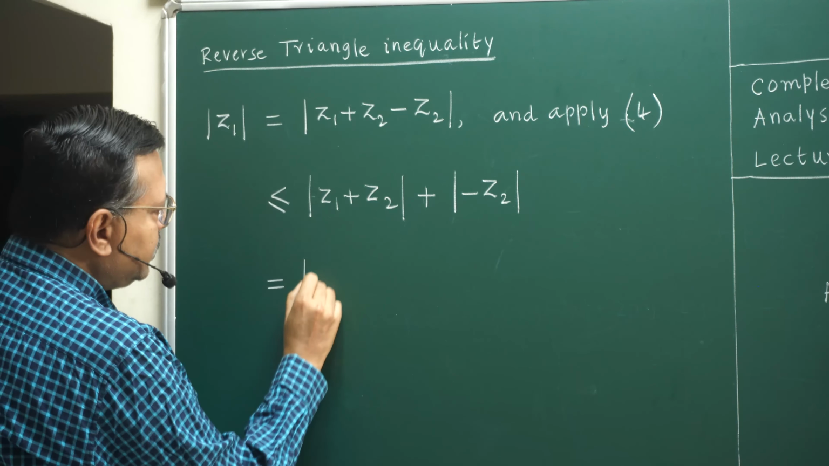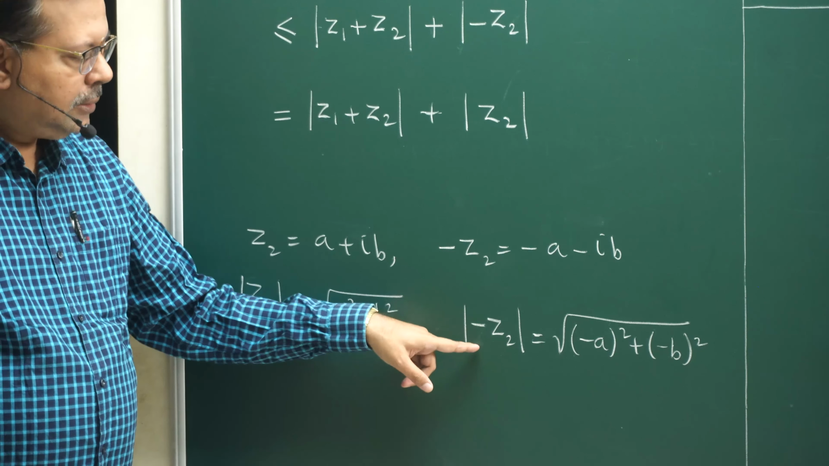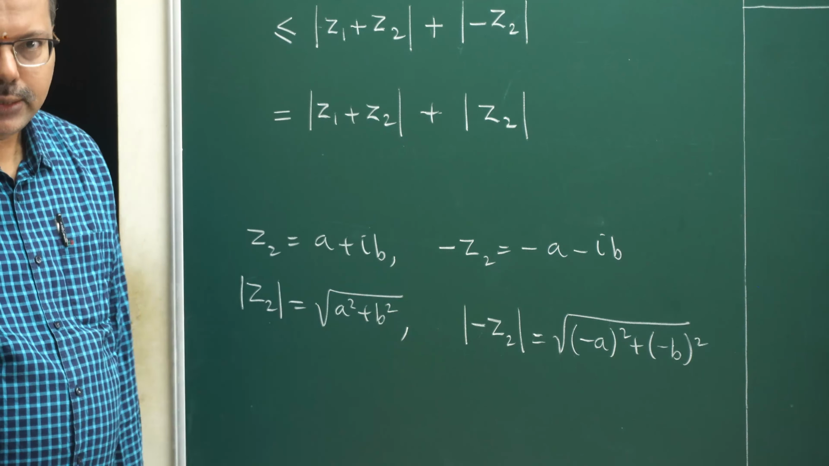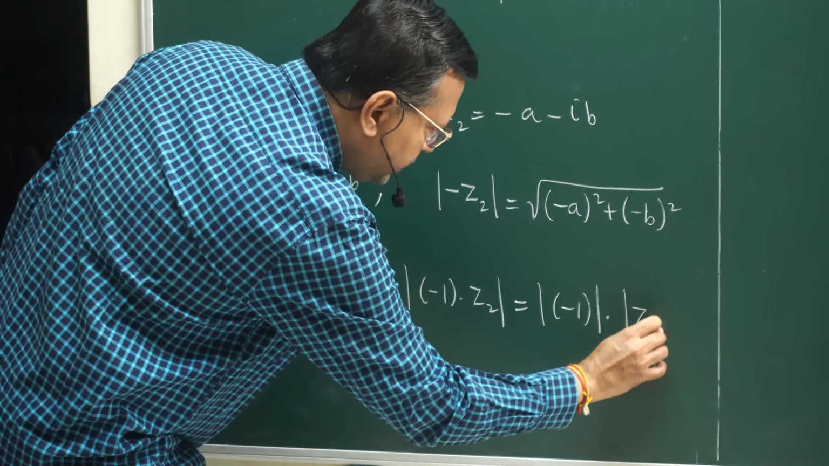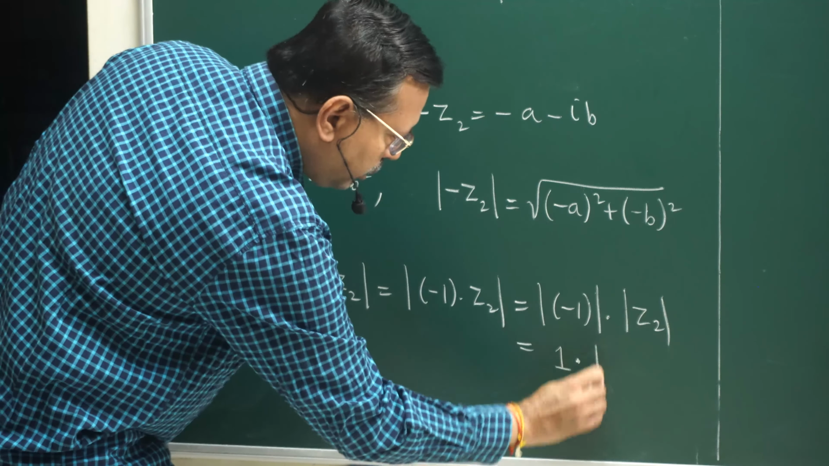You understand that mod z2 is the same as mod of minus z2. Once you are taking the absolute value, this minus will not affect the calculation. This is one way to understand. If you don't want to do any calculation, you can do it like this. Modulus of minus z2 is nothing but modulus of minus 1 into z2, which is modulus of minus 1 multiplied by modulus of z2, right? And the modulus of minus 1 is just positive 1. Then you write the modulus of z2.